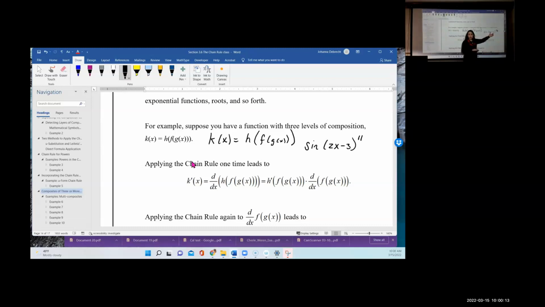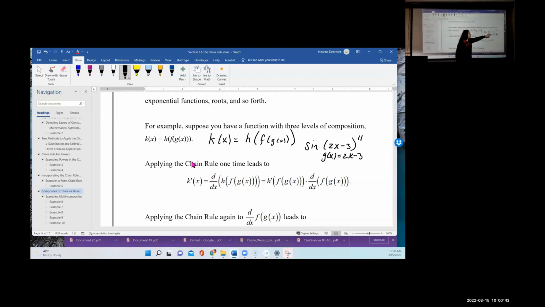2x minus 3. That means that 2x minus 3 is the innermost function, and it must be the g. All right. So 2x minus 3 must be our g function, because it's the very innermost one, the place where we would substitute a value first. After I had 2x minus 3, the next thing I would do would be what?